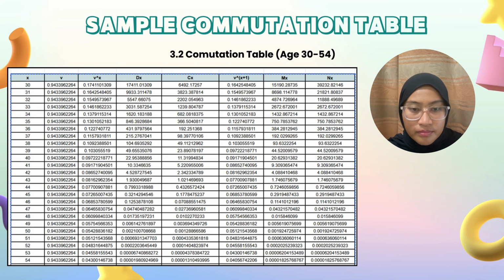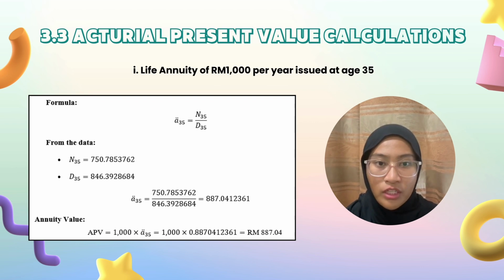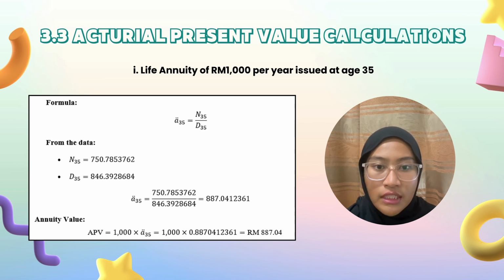The first product we value is a life annuity of RM1,000 per year issued at age 35. The formula for the annuity due is N35 divided by D35. Substituting our commutation values, we get 0.887. Multiplying by RM1,000 gives us an actuarial present value of RM887.04. This means that a 35-year-old would need to pay RM887.04 today to receive RM1,000 annually for life. The relatively low value reflects the high risk profile of our policyholder.